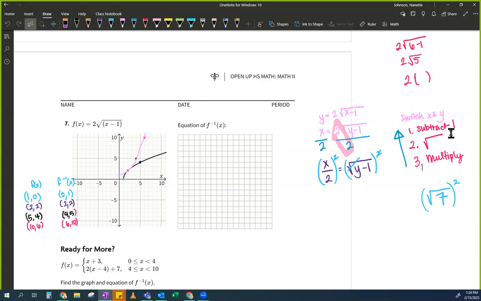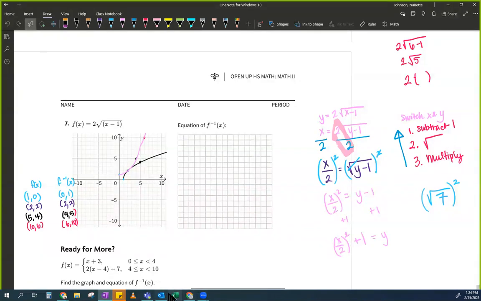Okay, so wait, sorry. I needed to write this down again. Y minus 1. So we add 1 to both sides. So we get (x over 2) quantity squared, plus 1. This looks funny. Sorry. There you go. There's your answer.